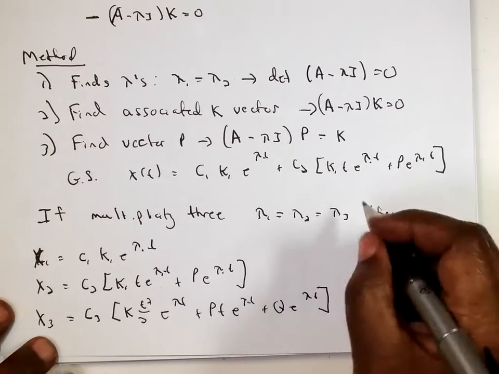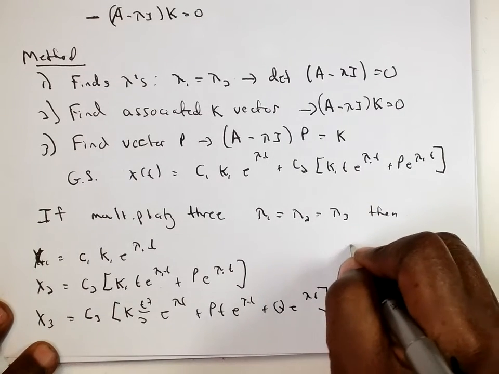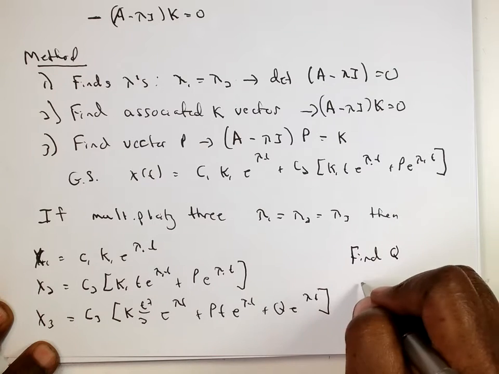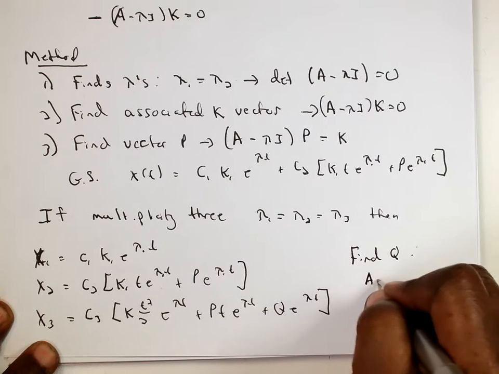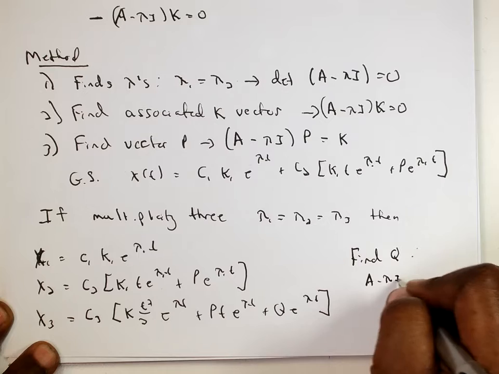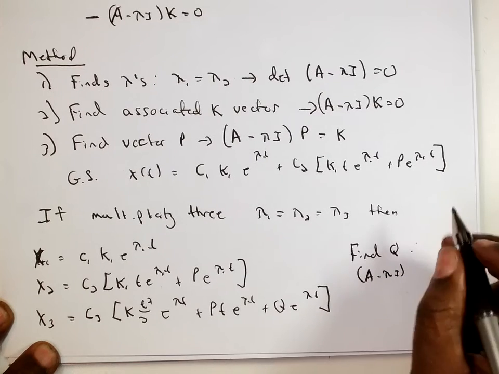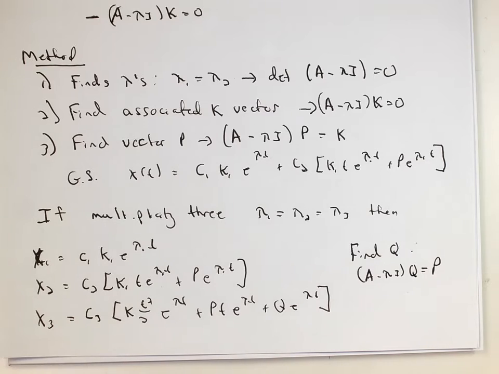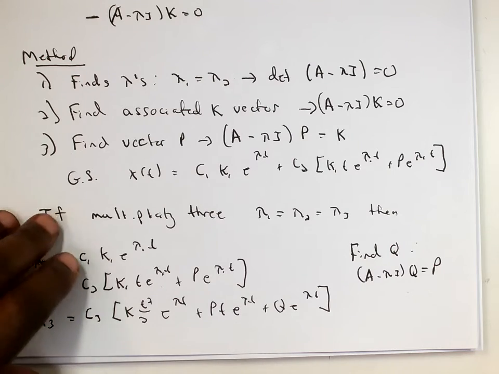And q is found by (A minus lambda I) times q is equal to p. And it would just keep going on if you had more and more roots. And again, you're going to wind up with factorials.